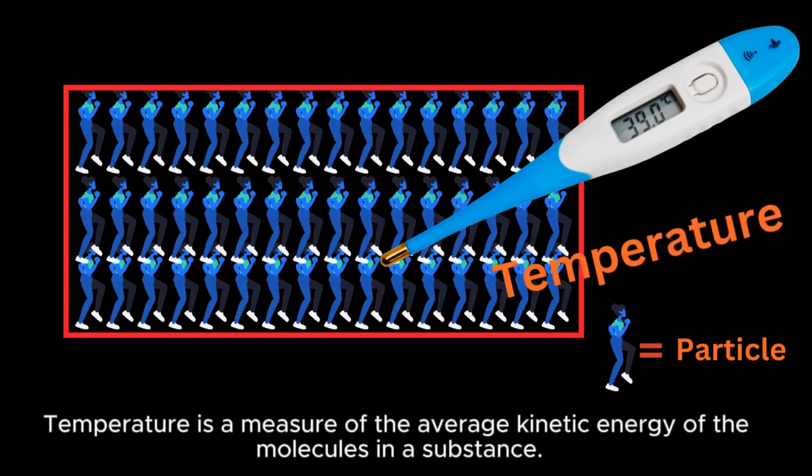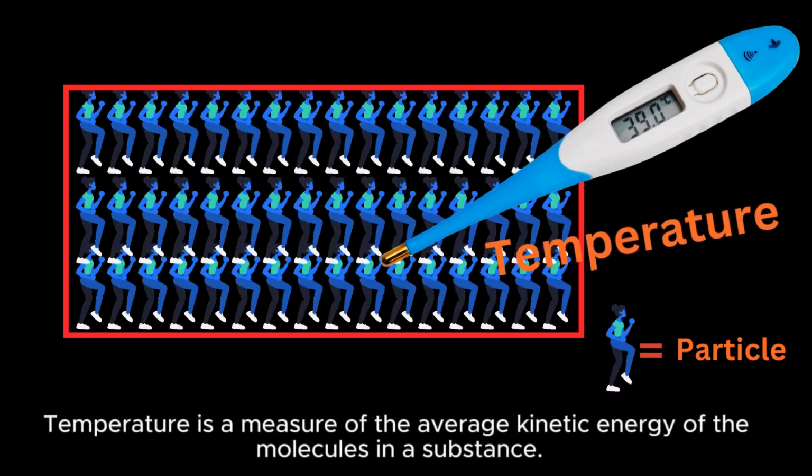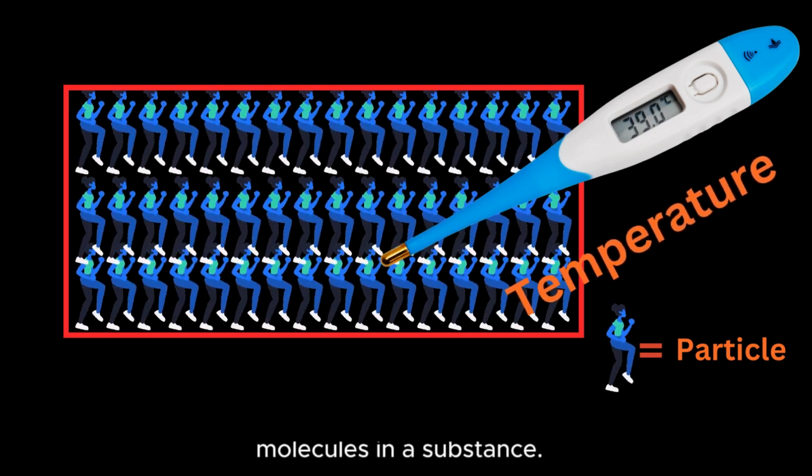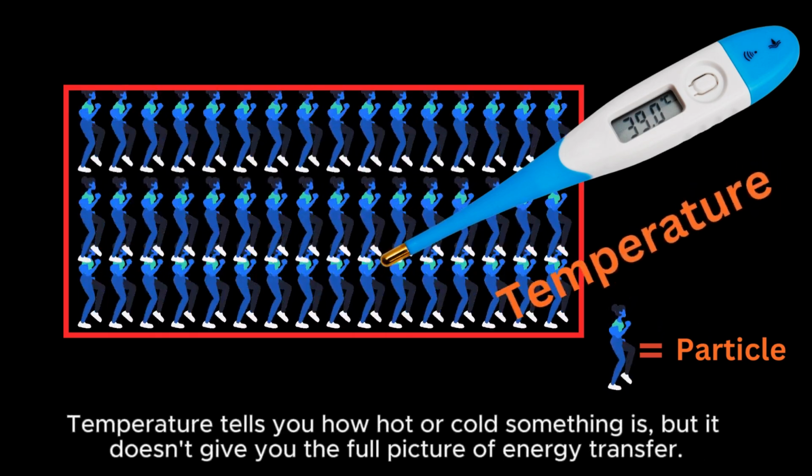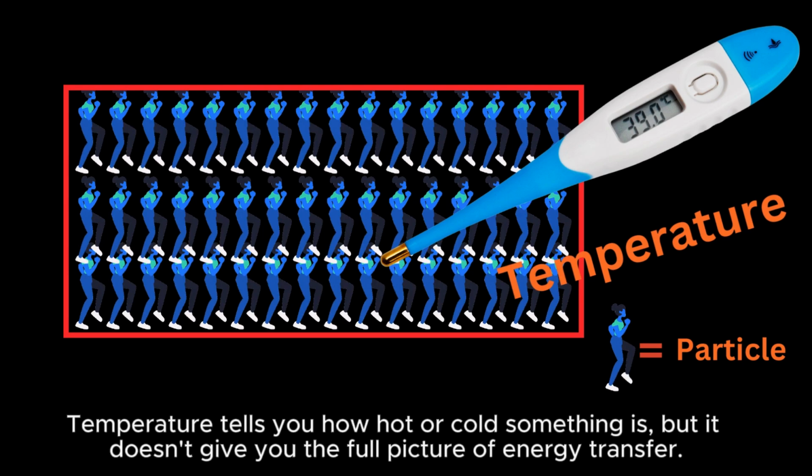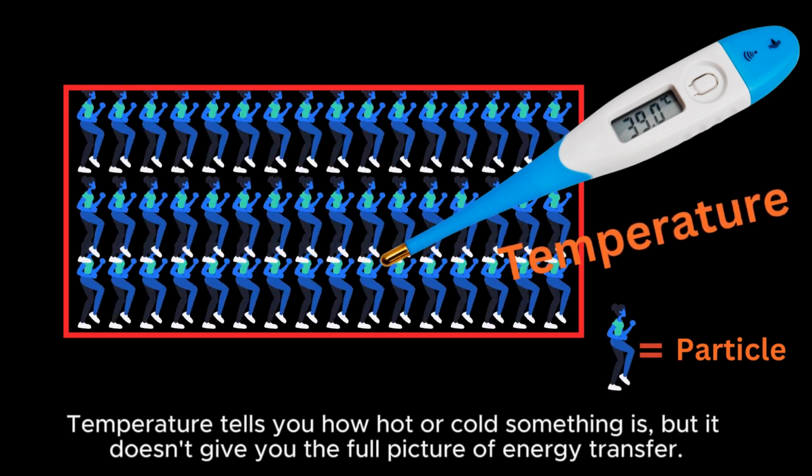Temperature is a measure of the average kinetic energy of the molecules in a substance. Temperature tells you how hot or cold something is, but it doesn't give you the full picture of energy transfer.